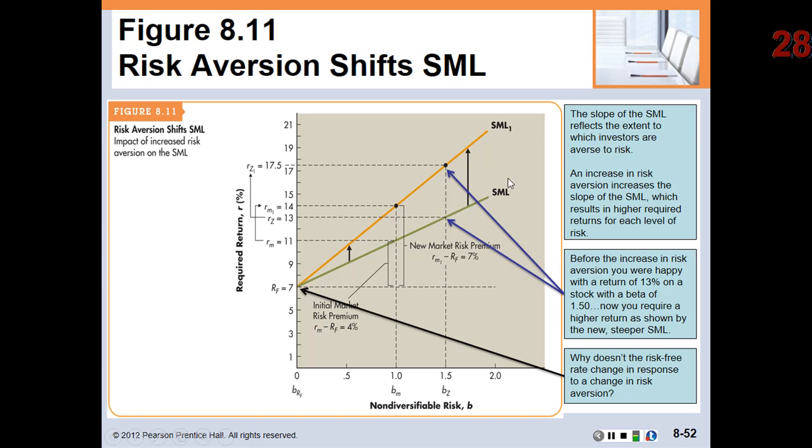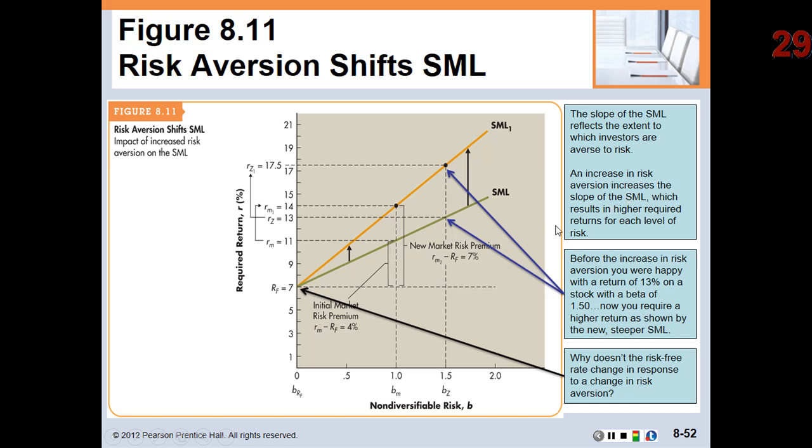Now, let's take a step back here. The slope of the security market line reflects the degree of risk aversion in the economy. So here we are now. It's not really a steep slope, not really a flat slope, it's just kind of in the middle here, almost maybe a little bit less than a 45-degree angle. But this is where we started. Now, something has happened that causes us as investors to become more risk averse, or we want to be paid more for taking risk.